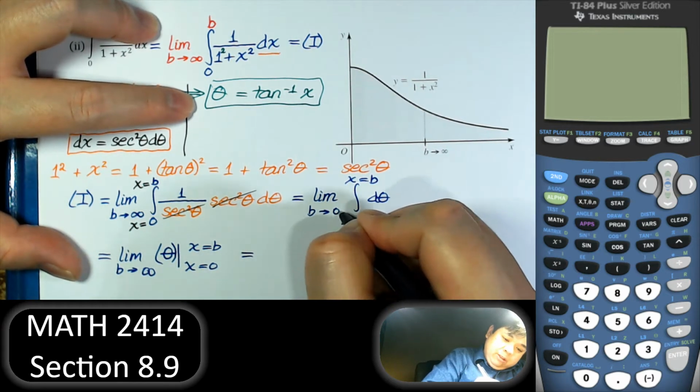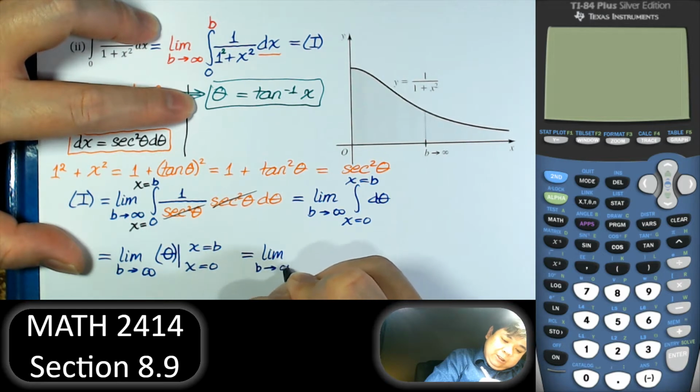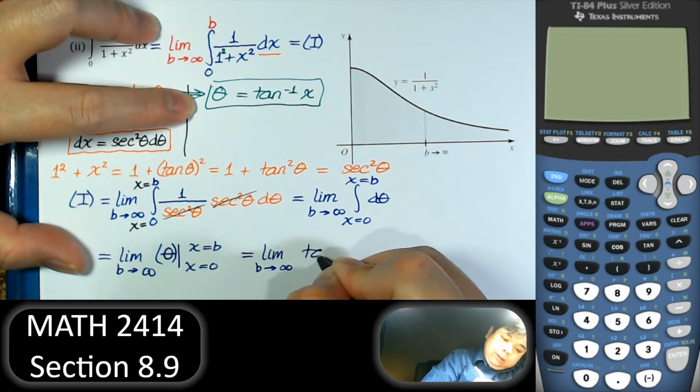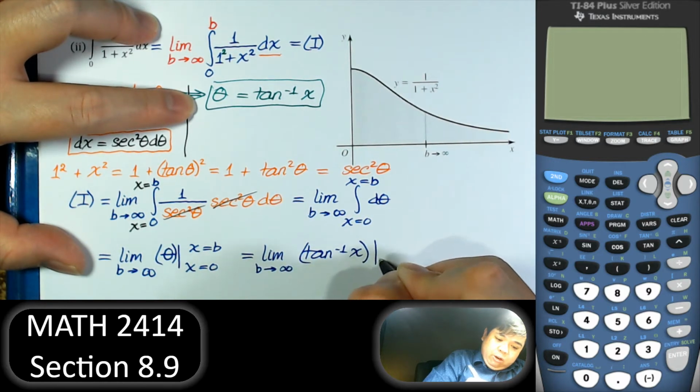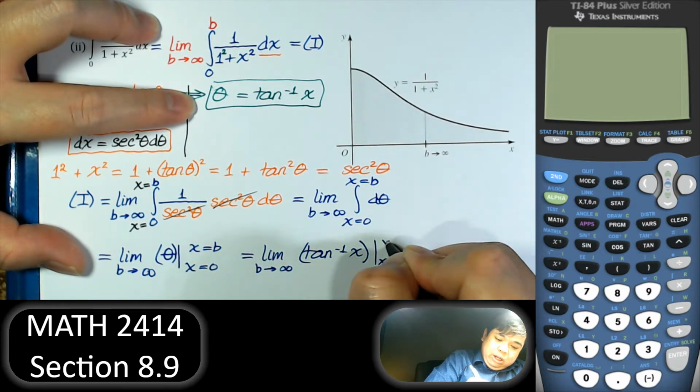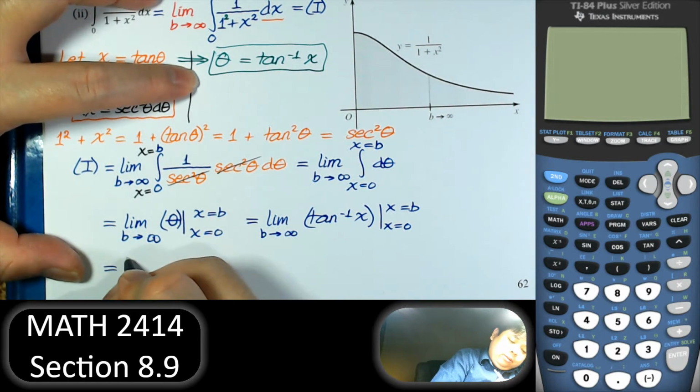Infinity. Tangent inverse, going from 0 to b. And substitute b, substitute in 0.